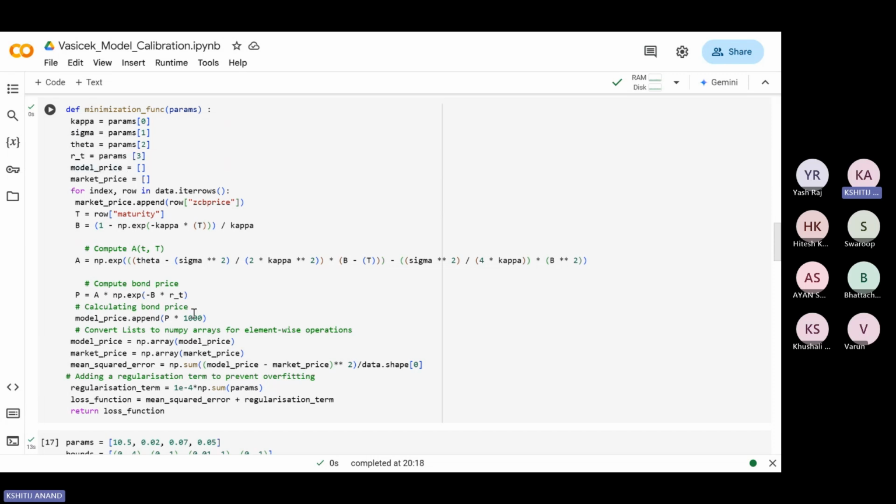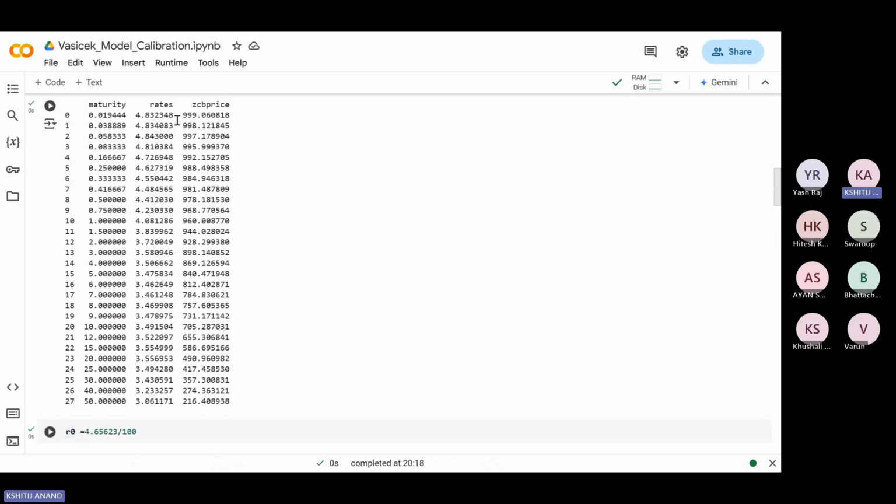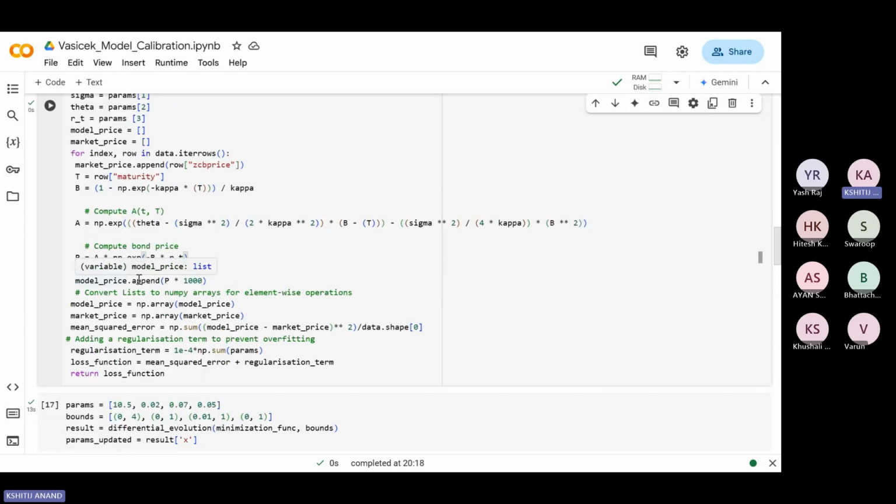And then we are multiplying it by 1000 because the price you are getting is out of one. When you use this formula, it will give you a price around 0.996, 0.998. We have to multiply it by 1000 because our principal is 1000 in this case, but this formula was made considering the principal is 1. For all the zero coupon bonds, we'll be finding their model prices and appending them to the model price list. Any questions so far?